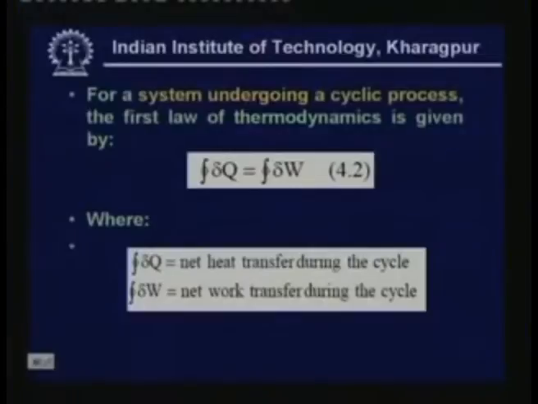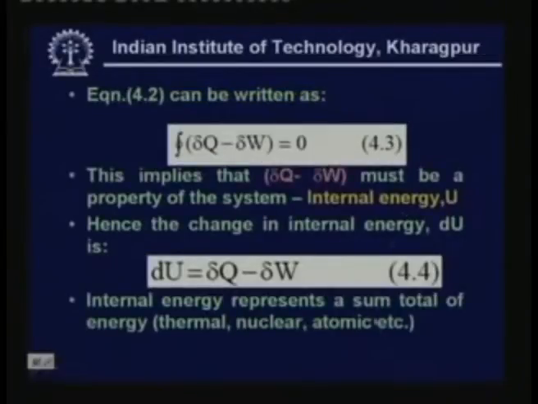Now let us apply the first law for a system undergoing a cyclic process. For a system undergoing a cyclic process, you can write the first law of thermodynamics as the cyclic integral of δQ is equal to the cyclic integral of δW. Here what is δQ? δQ is the net heat transfer during the cycle, and δW is the net work transfer during the cycle. Now the same equation can be written in the form as the cyclic integral of (δQ minus δW) is equal to 0.